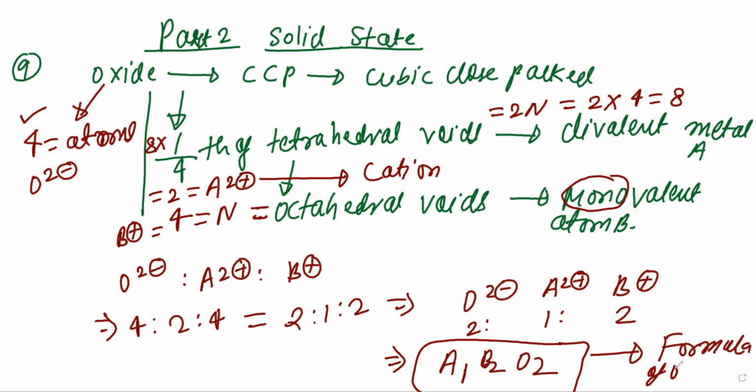Formula of the oxide, right? From where have we got this? We have simply multiplied with this one. Here A is 1, and B will be 2. So this will be the formula, right? So please write the explanation.